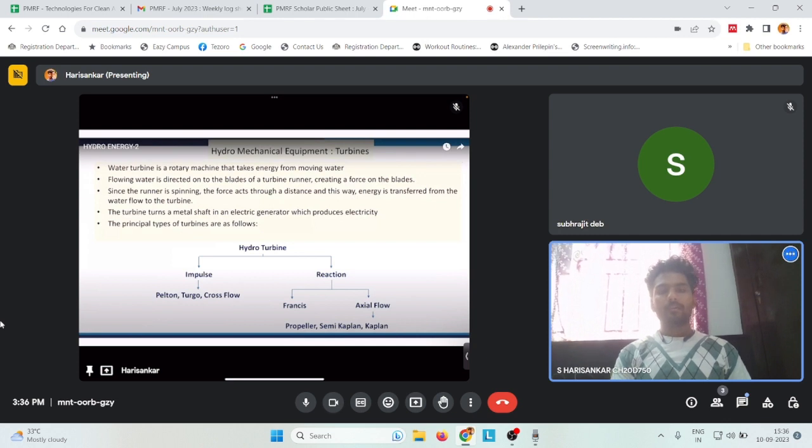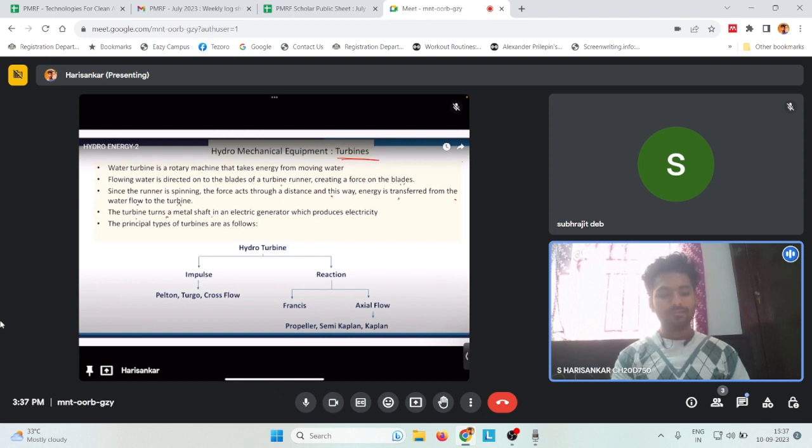So to convert this kinetic energy into mechanical energy and consequently into electric energy, turbines are the most important part in the powerhouse. So a water turbine is a rotary machine that takes energy from moving water, and flowing water is directed onto the blades of a turbine runner, creating a force on the blades. So the kinetic energy of the flowing water creates a force on the blades, or basically is converted into mechanical energy. And since the runner is spinning, the force acts through a distance, and this way the energy is transferred from the water flow to the turbine.